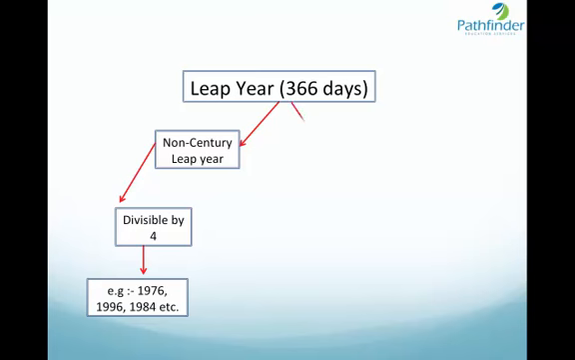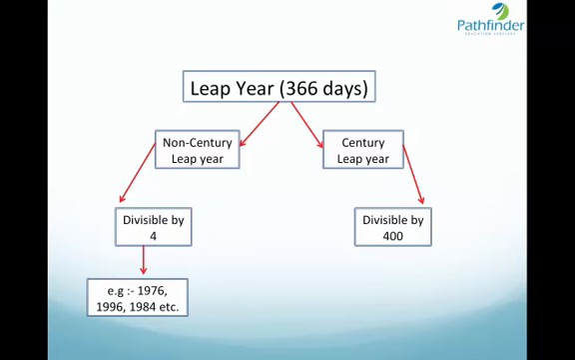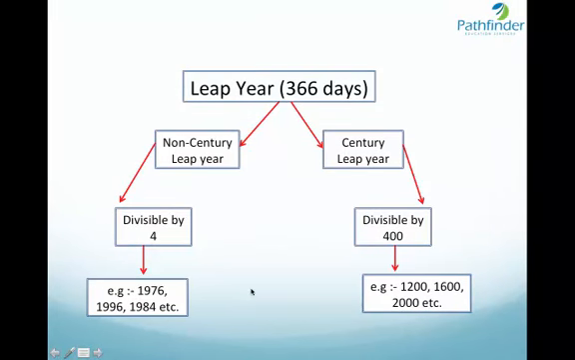But in case of a centurion year, and by centurion year, I mean all the years that end in two zeros, leap years are those years that are divisible by 400 and not just by 4. For example, year 1200, year 1600, year 2000, these are all leap years.